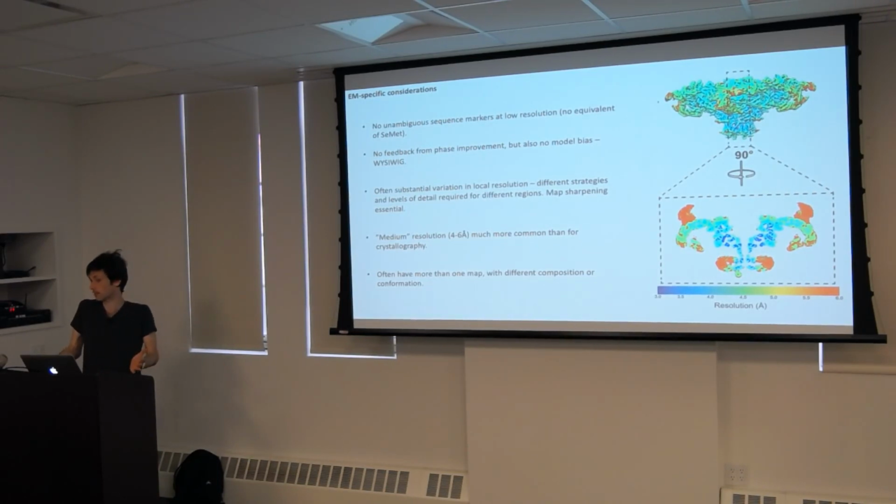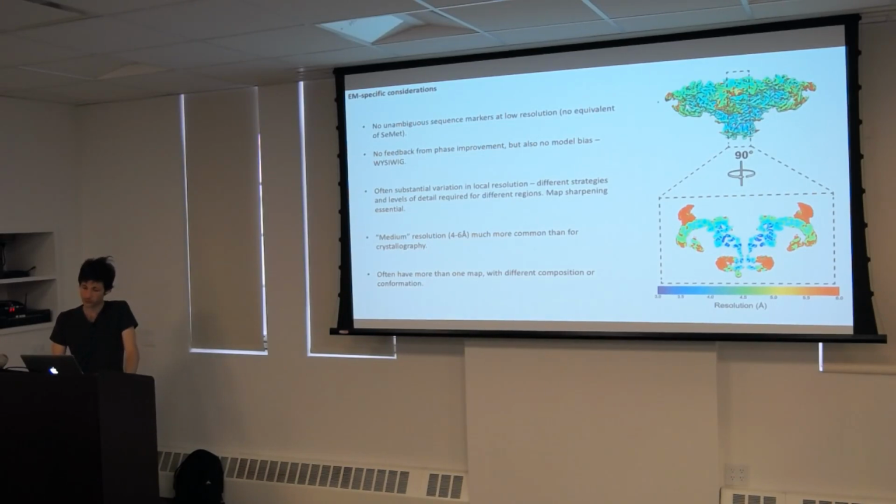You also don't have any model bias, but all you have is your starting map. So knowing whether you've interpreted correctly requires a lot more sitting there looking at the map and trying to analyze all the different possibilities for a given region of density, and trying to work out whether you can really tell unambiguously whether you've got it right or not.